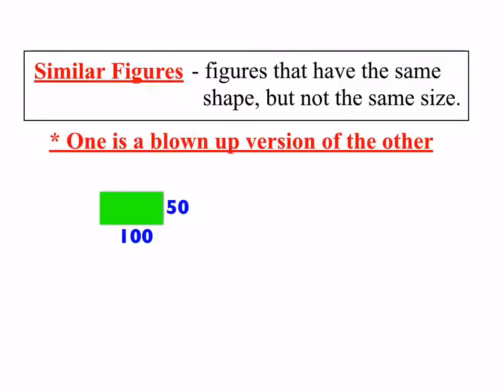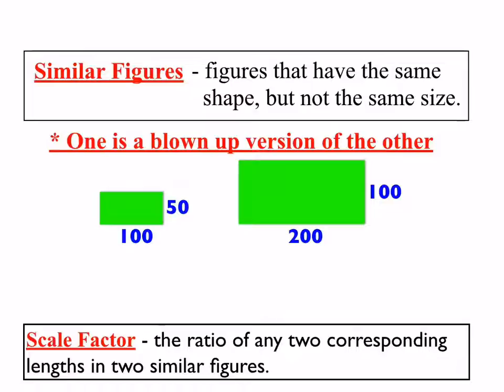So the most simple case that I could think of would be a situation like this, where we have a rectangle that was 100 by 50 and it has been enlarged or blown up to be 200 by 100. Those are similar rectangles or similar figures. And to figure out by how many times the enlarged version has been blown up, that is something that we call the scale factor, which is the ratio of any two corresponding lengths in two similar figures.